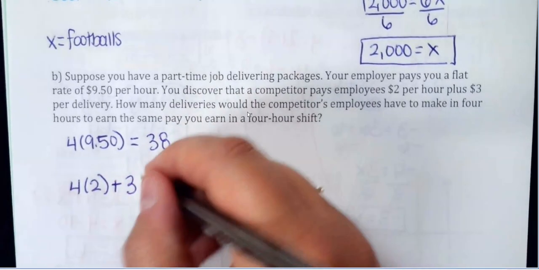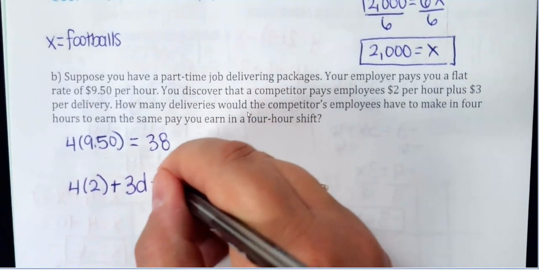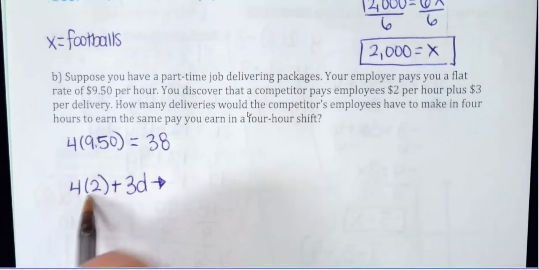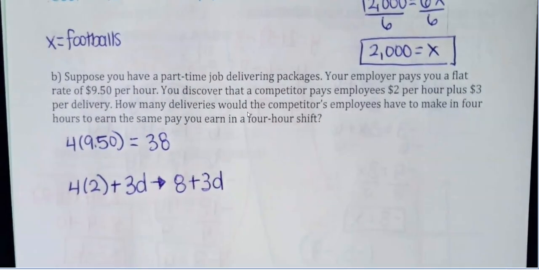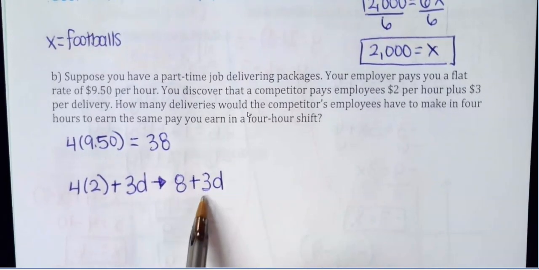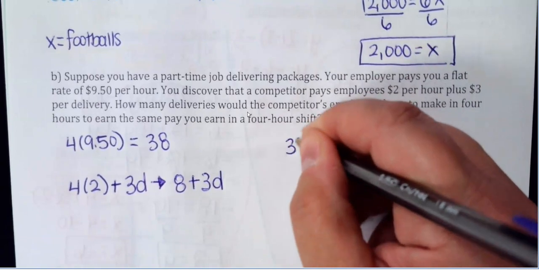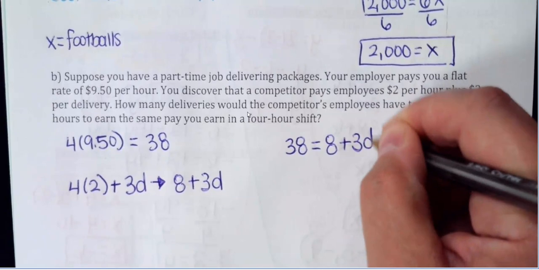So you can use whatever variable you want. I'm just going to use the letter D for delivery. And I'm going to simplify this just a tiny bit. So 4 times 2 would give me 8 plus $3 for every delivery. So in a 4-hour shift, you would make $38. In a 4-hour shift, the person at the competitor's company would make $8 plus $3 for every delivery. So we want to see how many deliveries we would have to make for it maybe to be better to work for the other person. All right, so I'm going to put 38 equal to the 8 plus $3 a delivery.